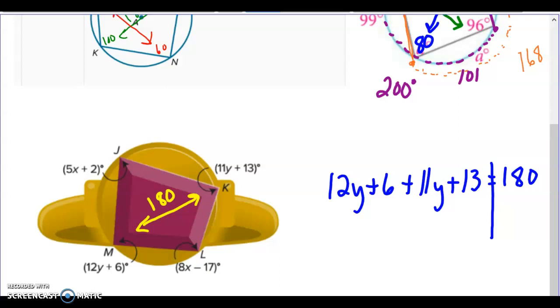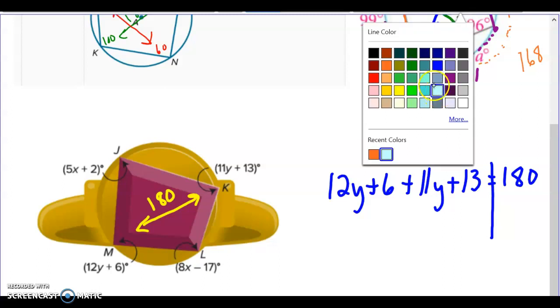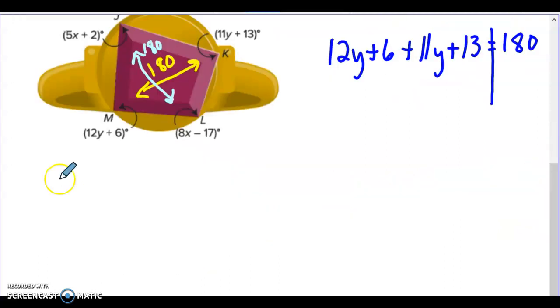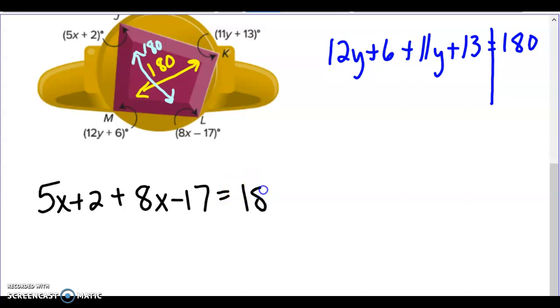Same thing is true for these two, right? They're angles opposite each other. So those would have to add up to 180 as well. All right, so my equation for that one would be 5x plus 2, so 5x plus 2 is that corner, plus 8x minus 17 equals 180. Okay, and then again, we do the algebra and find out what x is.